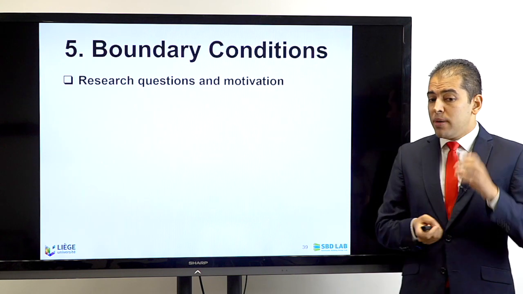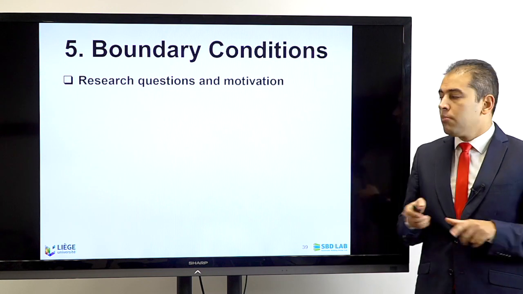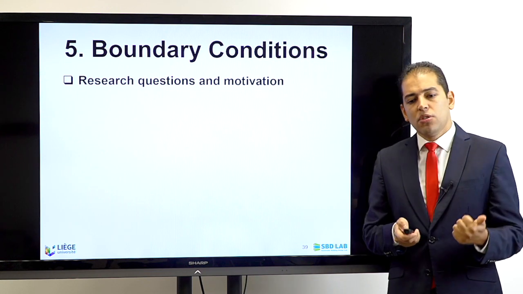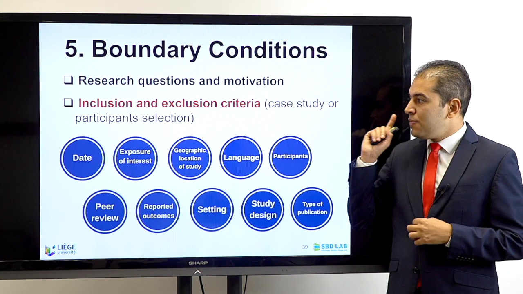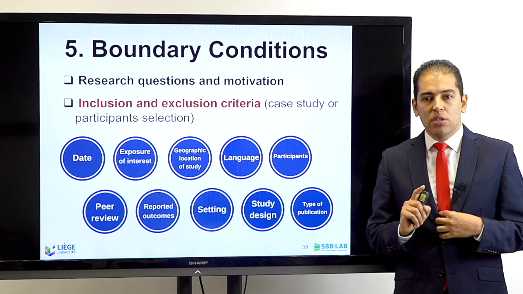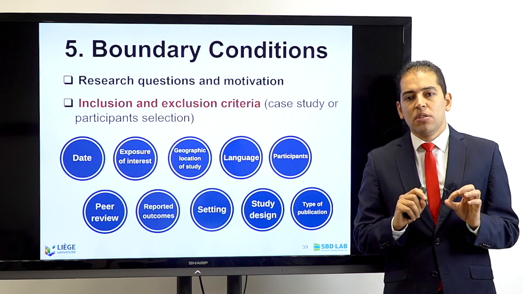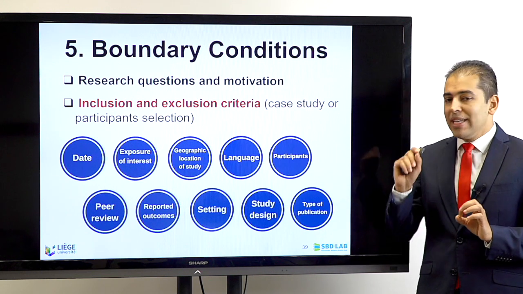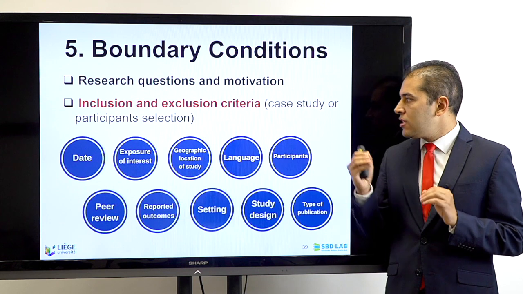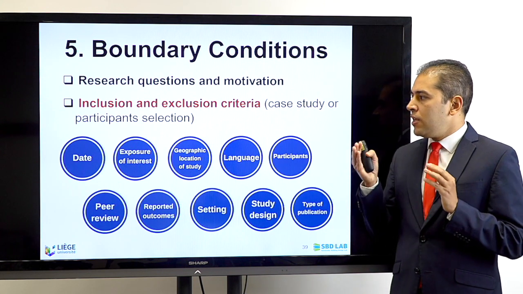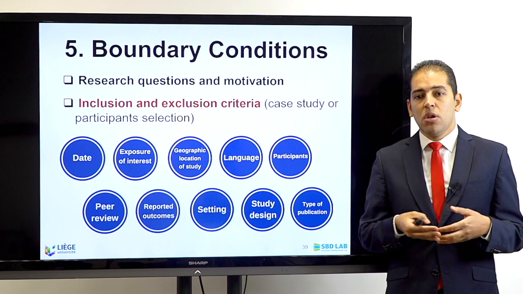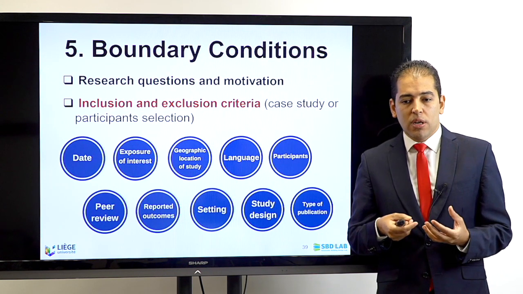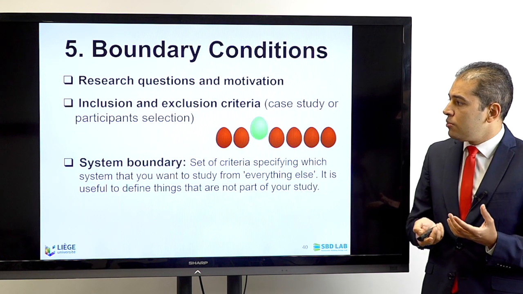Number 5, within our preparation, I need to define my boundary condition. I need to have my research questions and my motivation clear, but more importantly, I must define my inclusion and exclusion criteria. I'm very surprised that many researchers who conduct experimental research don't communicate their inclusion and exclusion criteria when they are describing their case study or their participation selection process or their cohort that they are working on. So it's very important to take into account boundary condition.